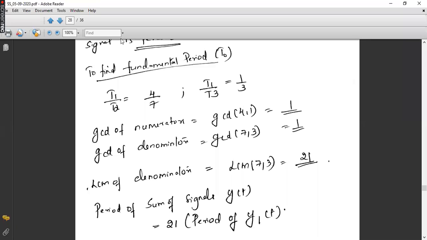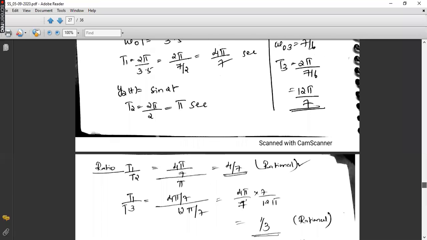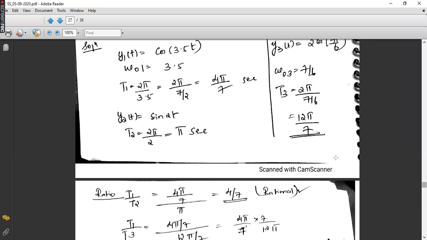Okay. So the LCM of the two terms 7 and 3 is 21. So that 21 is multiplied by the reference signal, whatever you have taken. What have you taken as the reference? It is Y1, isn't it? Y1 is the first signal which you have taken as a reference signal. And what is the time period of the first signal? It is 4 pi by 7, isn't it?